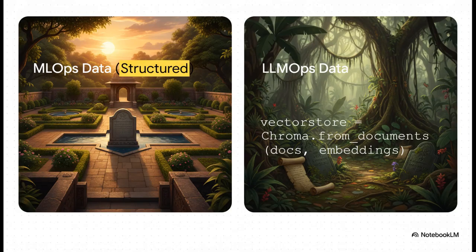And the data itself is the perfect example. MLOps lives in this neat, orderly world of spreadsheets and numerical features. LLMOps, on the other hand, thrives in the wild, unstructured jungle of text documents, especially when you're doing something like RAG, Retrieval Augmented Generation. Your whole data pipeline has to be rebuilt from the ground up.